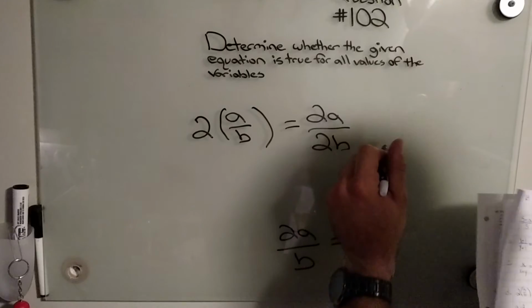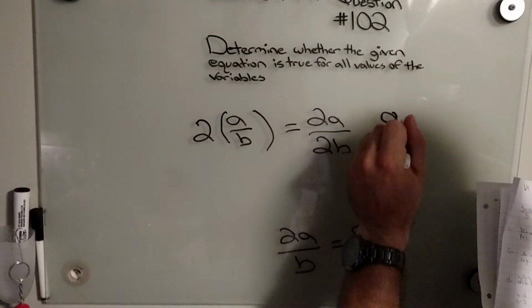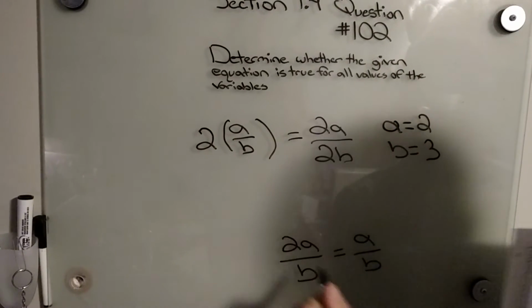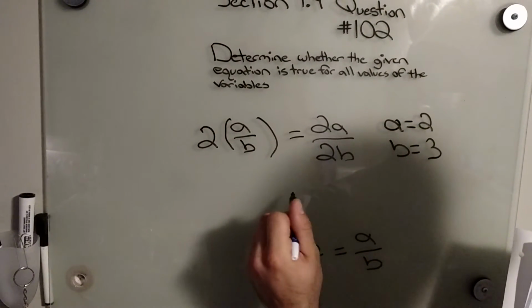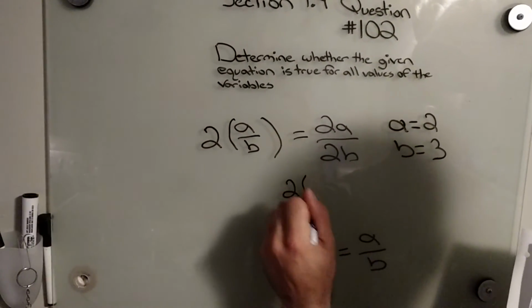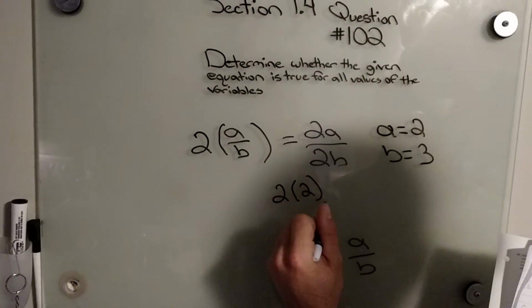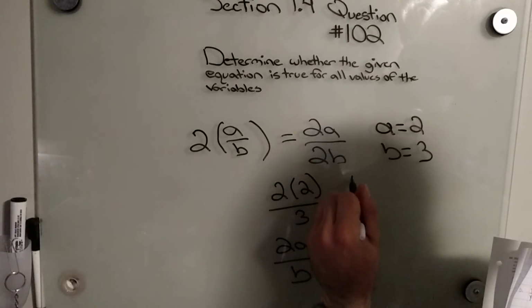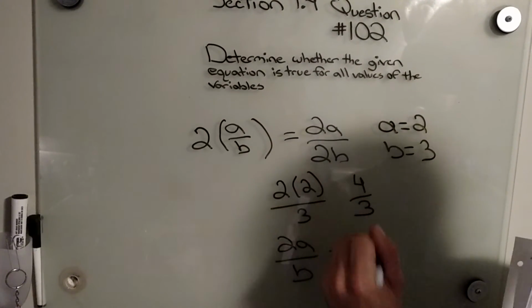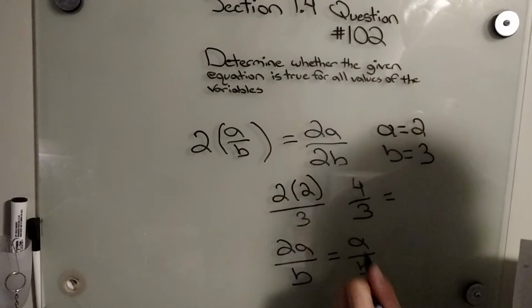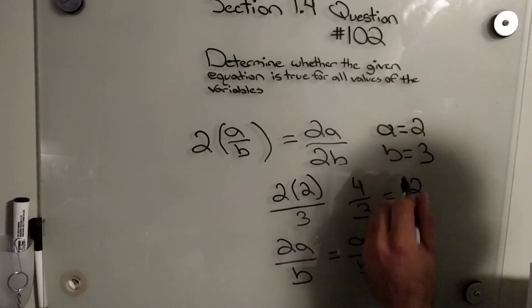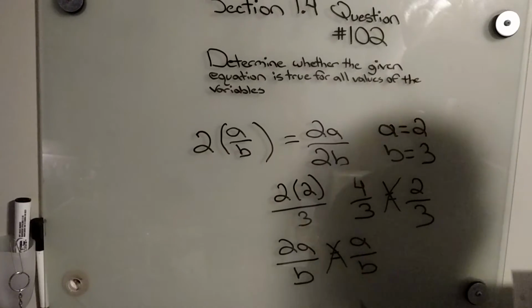We'll go ahead and stick with the same variable numbers we had before. We gave a equal to 2 and b equal to 3. We plug in our variable numbers, and you would have 2 times 2 over the value of b, which is 3, which gives us 4 over 3 equal to a over b, which would be 2 over 3, which is of course not true.